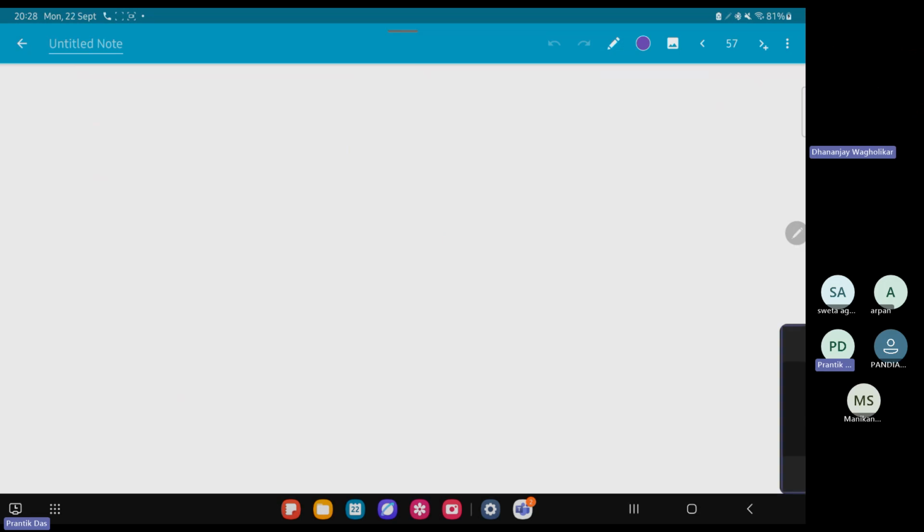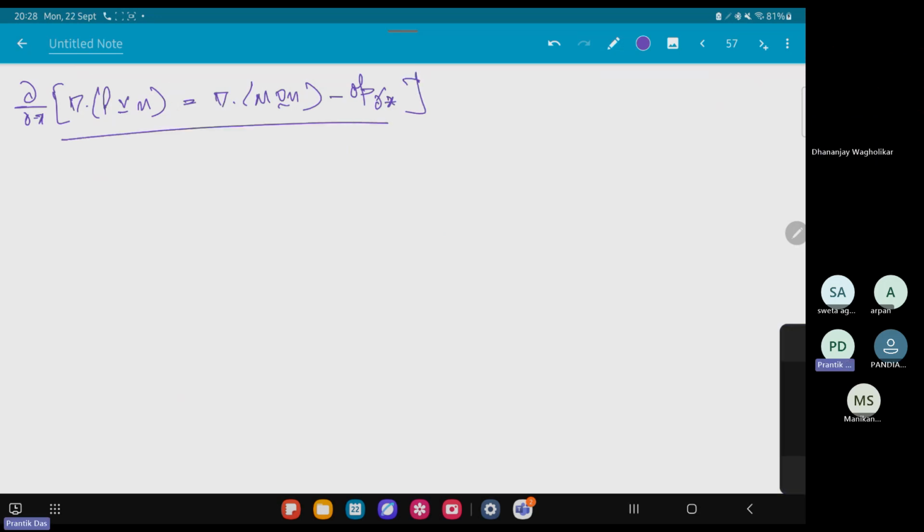So what we are going to do is put ddx of del dot rho vu is equal to del dot mu grad of u minus dp dx. So I have to take the ddx of the whole x momentum equation. So how to do it?